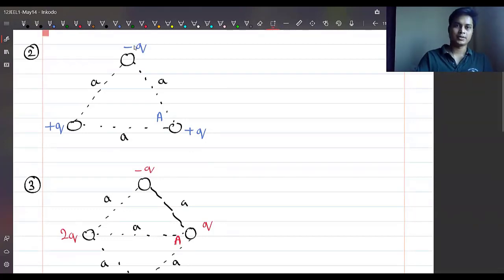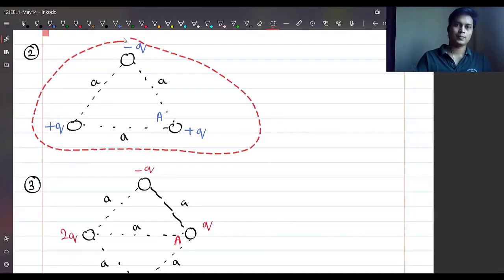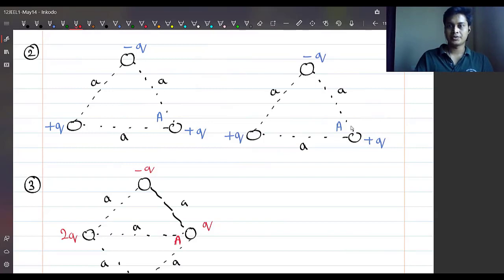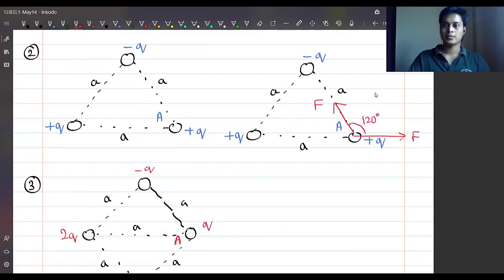Let me first solve this one. So negative charge will attract it. So I'll get a force in this direction. Then positive charge will repel it. I'll get a force in this direction. This is 60. So this will be 120 degree. And if I want to take the component, I will take the component in the middle direction. Total is 120, so half would be 60 degree.